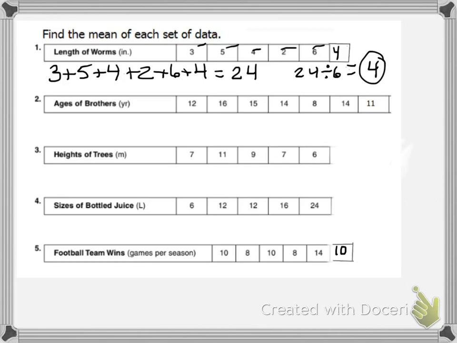All right, on to number 2. We have ages of brothers, and that's in years. So again, our first step, we want to add all those together. If you want to pause the video and add them together. All right, hopefully you added them together. I have a sum of 90 when I added them together. And then the next step, we want to take that 90 and divide it by the number of numbers. And this time we have 7 numbers here.